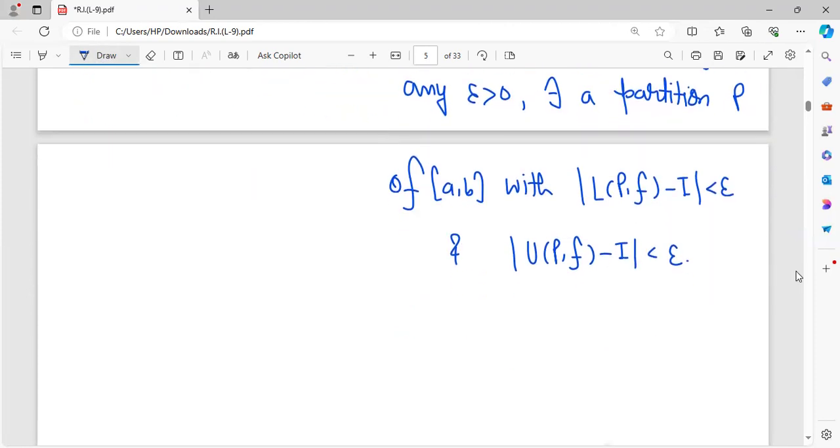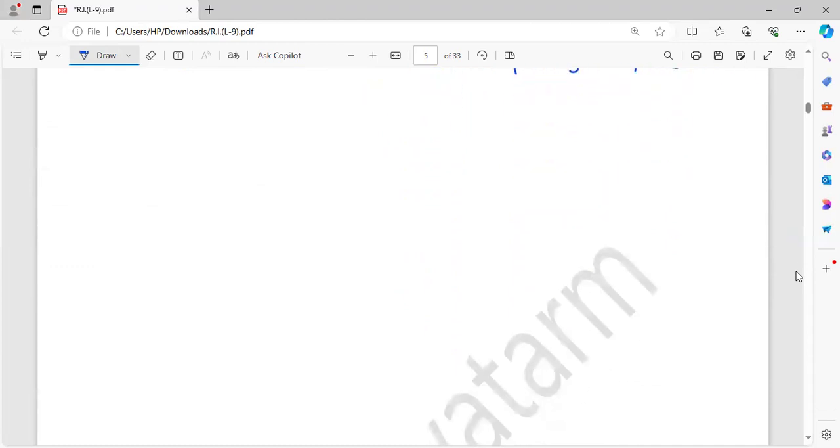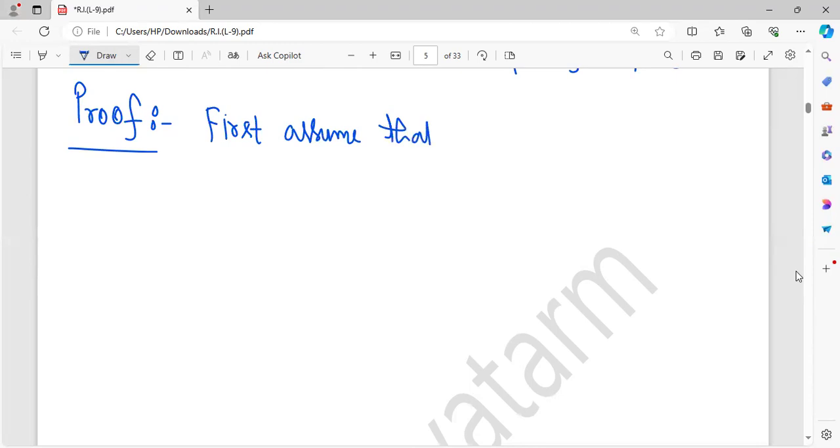So we will prove this. Proof. First, assume that f is Riemann integrable.